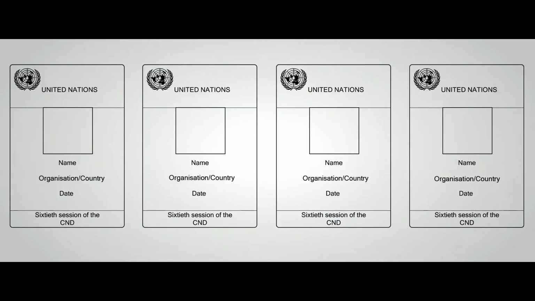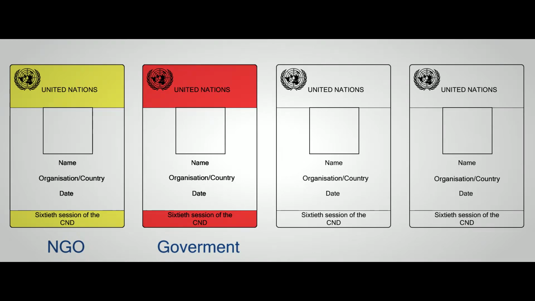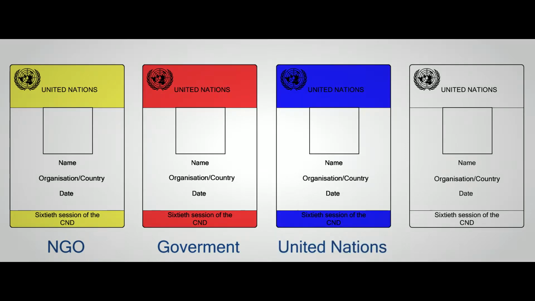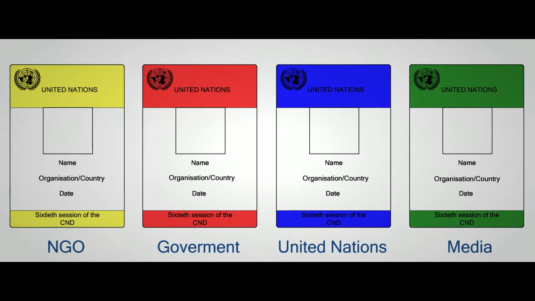To figure out who is who at CND, it's relatively easy. You just have to look at the color of the badge. So if it's a yellow badge, it's an NGO delegate. If it's a red badge, it's a government delegate. If it's a blue badge, it's a UN delegate. And if it's green, then it's media.